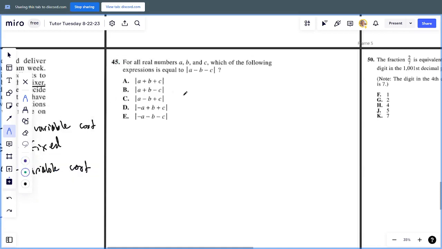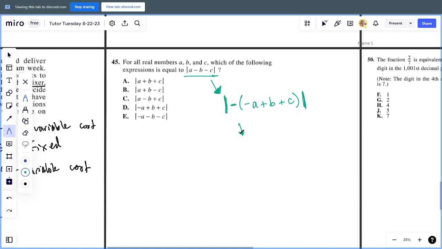Green. Number 45. For all real numbers, a, b, and c, which of the following expressions is equal to the absolute value of a minus b minus c? Okay, immediately, you could start plugging in numbers for a, b, and c. That might work if you try to brute force it. What I'll do is try to rewrite this expression inside the absolute value somehow. So I could factor out a negative and make this negative a plus b plus c. You see how I just factored out that initial negative sign, and then everything in my parentheses flipped signs.